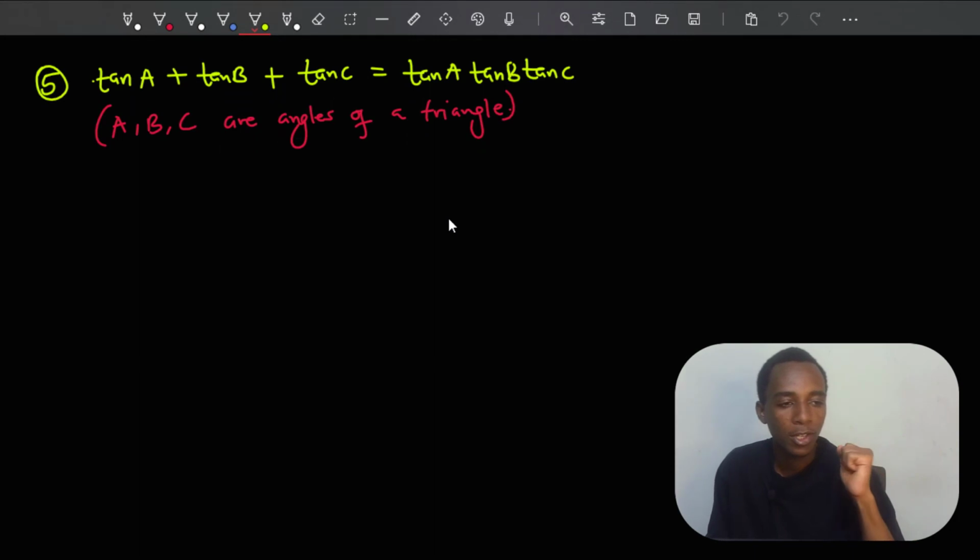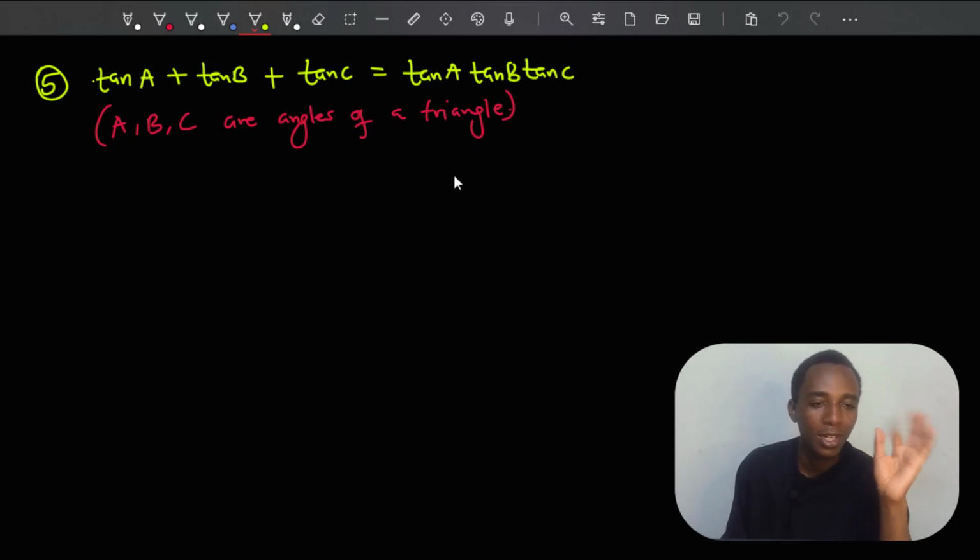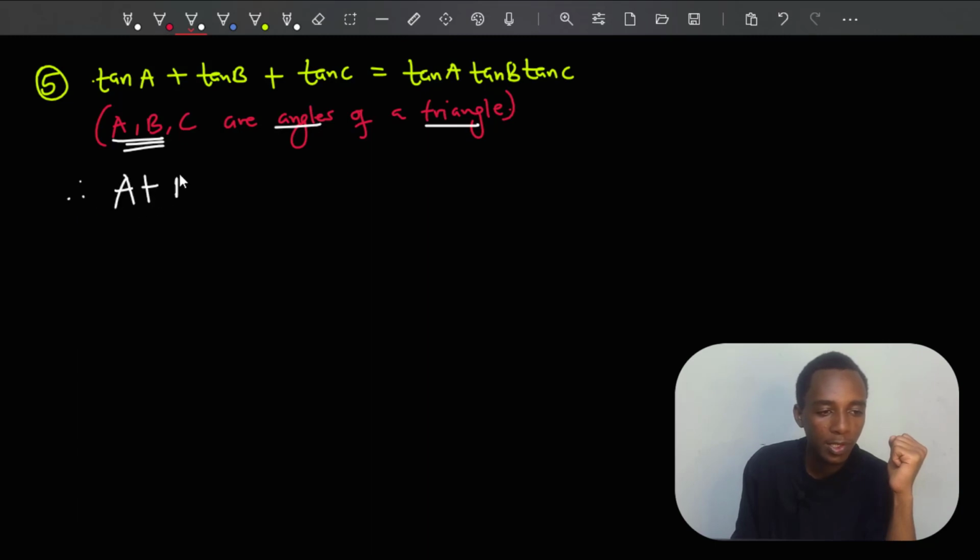Here we have to show that tan A plus tan B plus tan C equals tan A tan B tan C. Notice all the plus signs have disappeared here. There's a special condition attached: A, B, and C are angles of a triangle. So how do we deal with that? Regardless of how the triangle looks, there are different shapes of triangles, but one thing is true: if you add up all the angles in a triangle, you always get 180 degrees. So A plus B plus C equals 180 degrees.